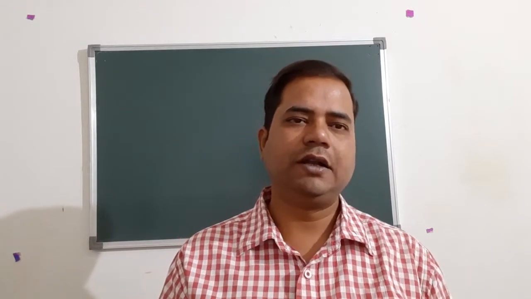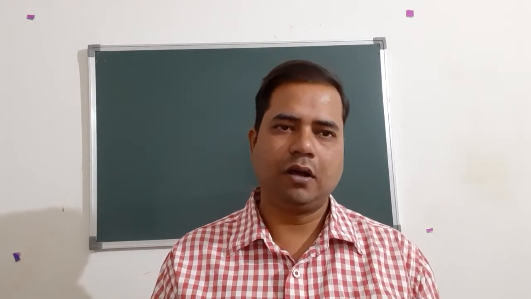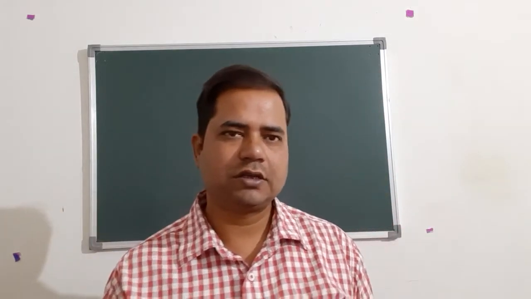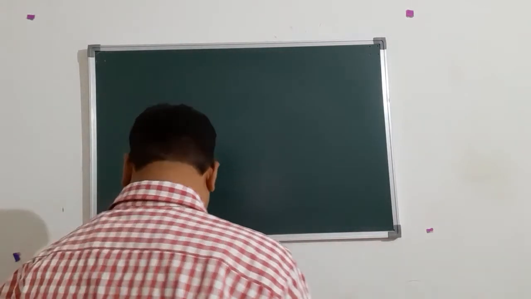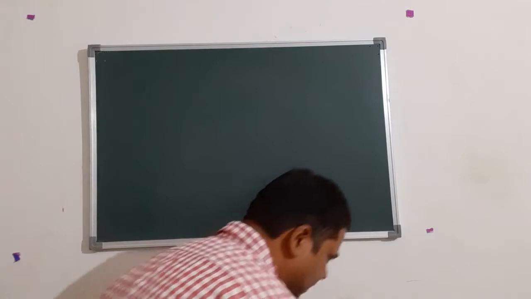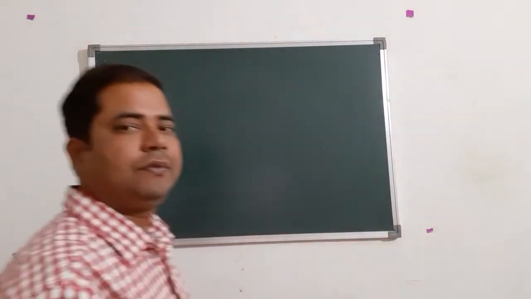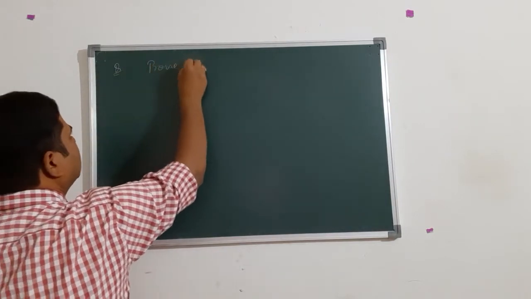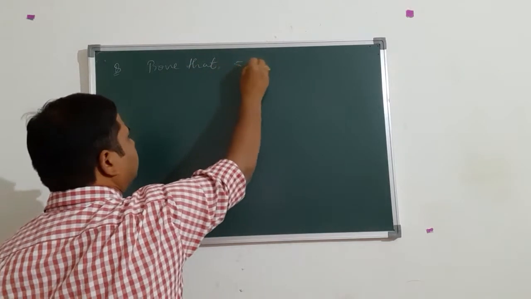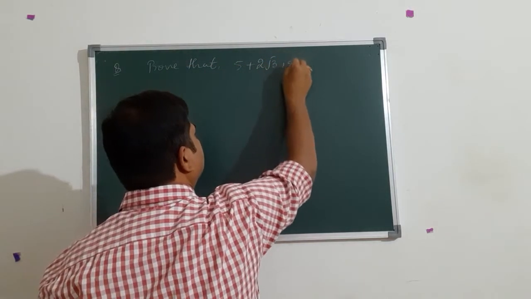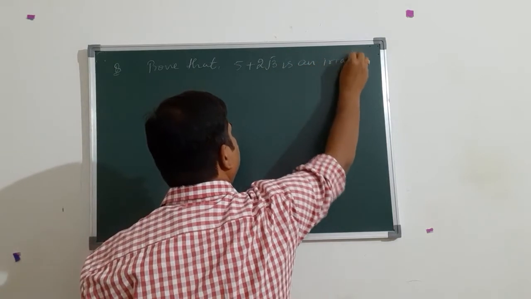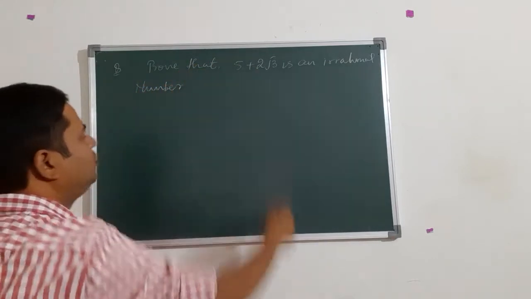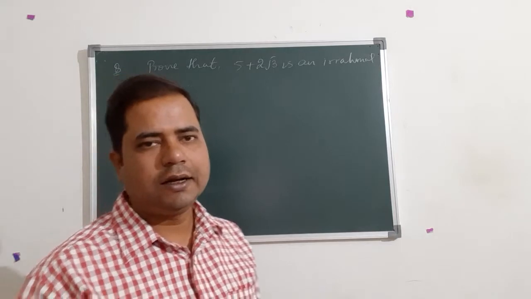So, as you know, we had already discussed Euclid division lemma to prove root 2 is an irrational number. Today we are going to discuss some more questions based on irrationality of an irrational number. So, let us see the question. Prove that 5 plus 2 root 3 is an irrational number.